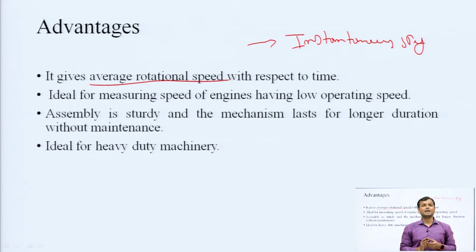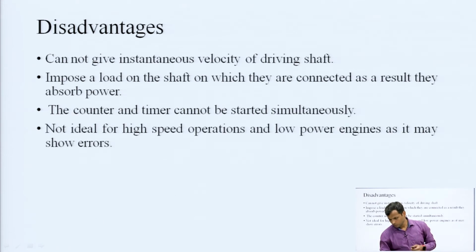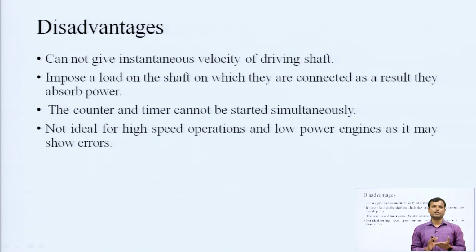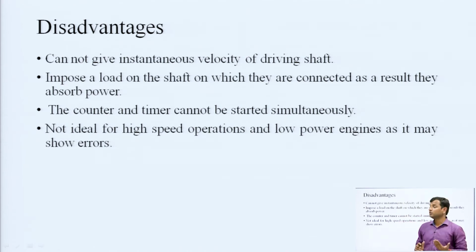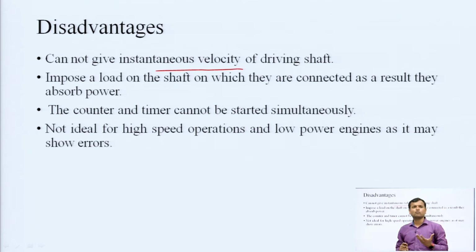and that can be ideal for heavy duty machinery because it is a mechanical device. Also, certain disadvantages are associated with the mechanical flyball tachometer. First, it cannot give you the instantaneous velocity of the driving shaft. As I have told you, it is used to give you the average velocity. It is not able to give you the instantaneous velocity. It can be used to give you the average velocity only.